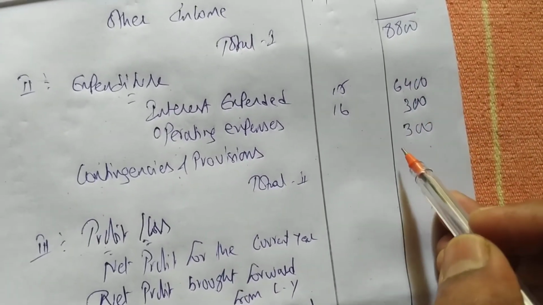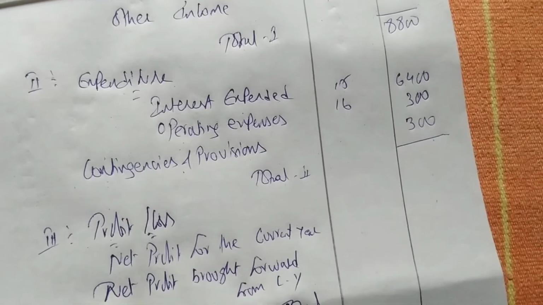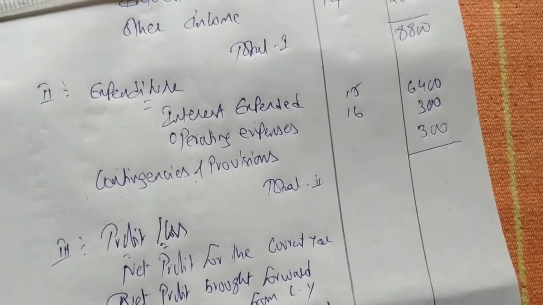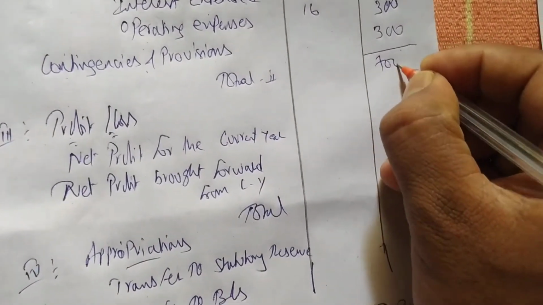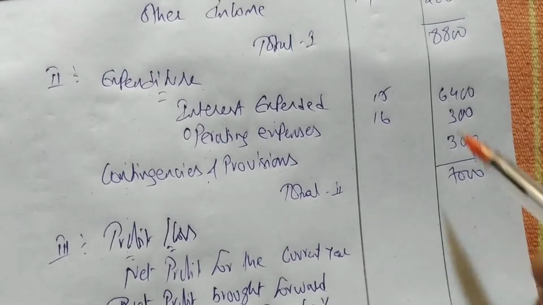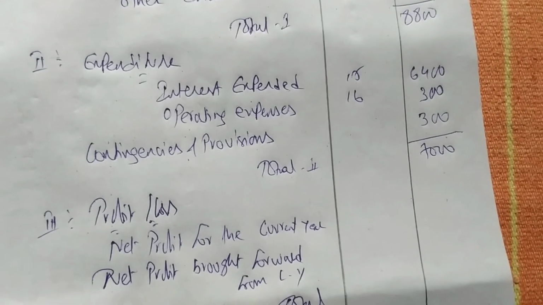From this we have to deduct these expenses. Okay, first we'll do expense total. 6400 plus 300 plus 300, we are getting 7000. Okay, so current net profit is 8800 minus 7000.